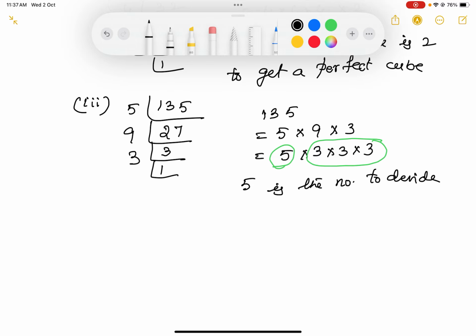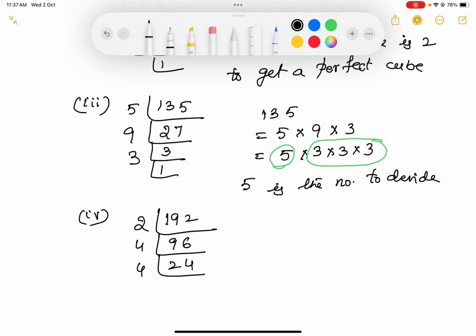Okay. Now let us go to do the next one. The fourth one is 192. So that is 2 1s, 2 9s are 18 and 2 6s are 12. Again 96 is a combination of 4, I can do. It is a 4 divisibility you can see. 4 2s are 8, 4 4s are 16. And 4 6s are 24. And then 3 2s are 6, 2 1s are 2. So 192 can be written as 2 multiplied by 4 multiplied by 4 multiplied by 3 and 2.